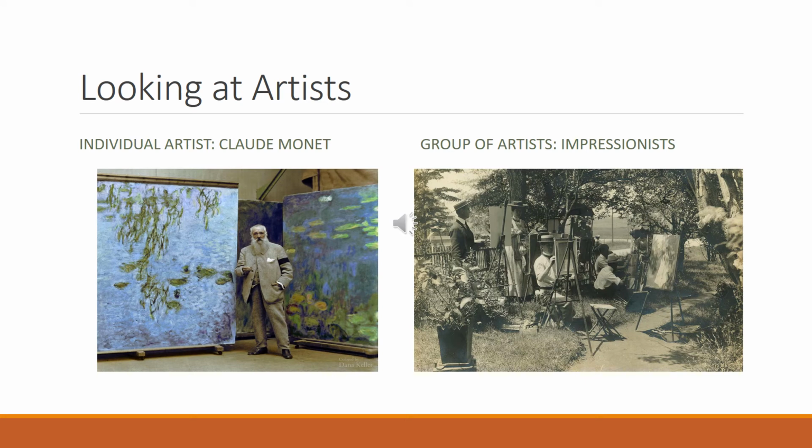We can look at artists individually or collectively. For example, we might study the work of one artist, such as Claude Monet, and see if we can figure out what's important to them, or what their message to us might be. Or we can also look at multiple artists together, like the Impressionists, and by studying their art collectively, we can determine why they were creating the kinds of art that they were and what effect their work had on history. What did these artists value collectively?